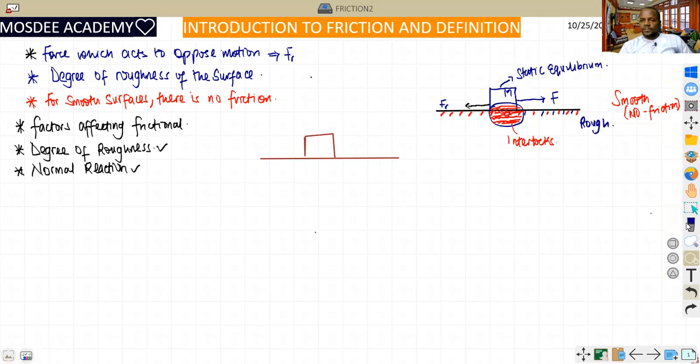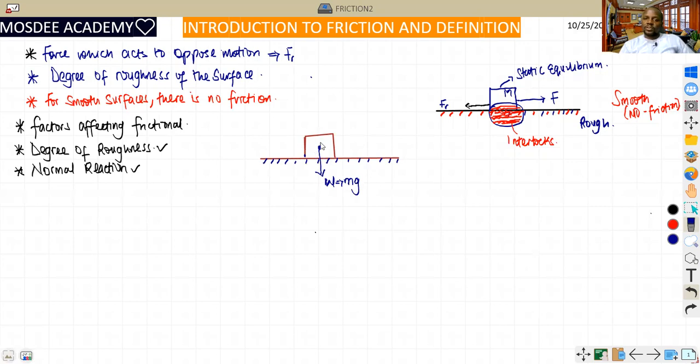Now we say because the ground is rough, friction will exist. And because friction will exist on the ground, when force is applied, we know, because of contact force, the weight of this block will act every time. The weight of the block will act downward. Weight of the block is always mg.